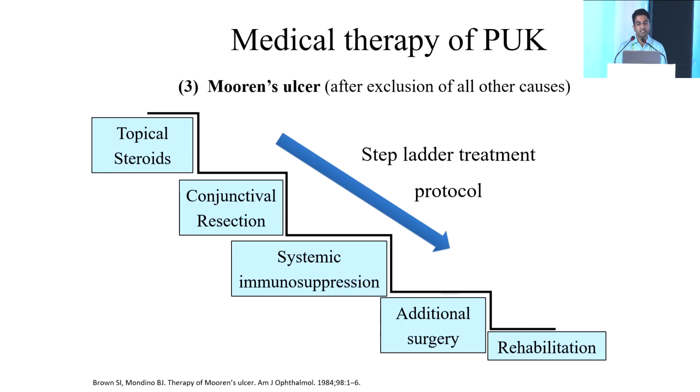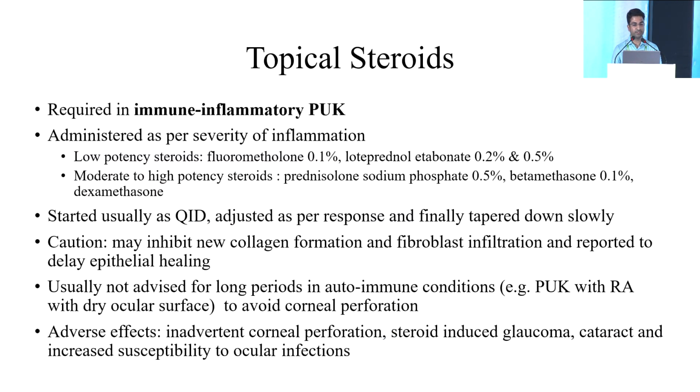Next is Mooren's ulcer. It needs a step ladder treatment protocol, where initially you start with topical steroids, then a surgical treatment of conjunctival recession, and then systemic immunosuppression or additional surgery and rehabilitation. So mainstay of treatment is topical steroids. It is required in cases of all immune inflammatory PUKs, and administered as per the severity of symptoms. If you feel that it is severe, then you give the steroids in a frequent dose.